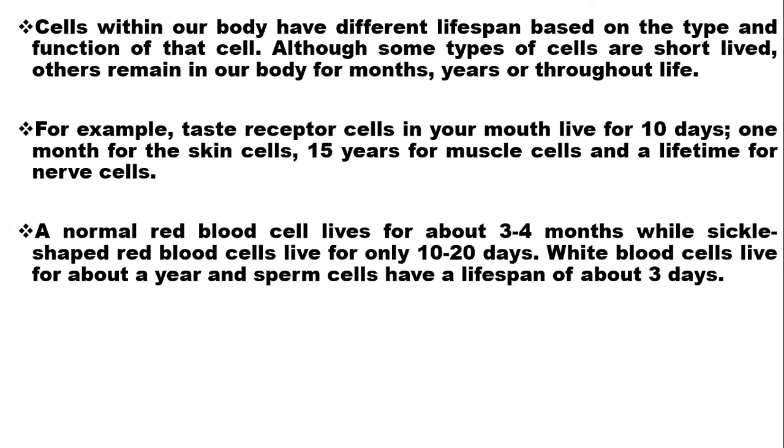Cells within our body have different lifespans based on the type and function of that cell. Although some types of cells are short-lived, others remain in our body for months, years, or even throughout our life. For example, taste receptor cells that are found in our tongue live for 10 days, 1 month for the skin cell, 15 years for muscle cells, and a lifetime for nerve cells.